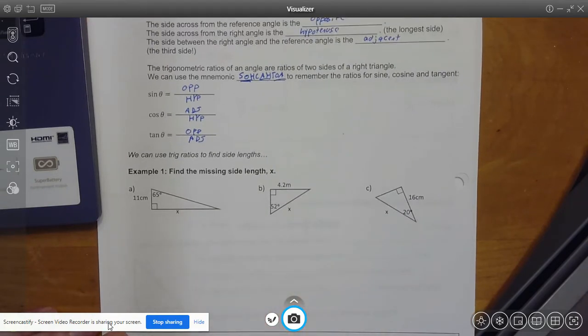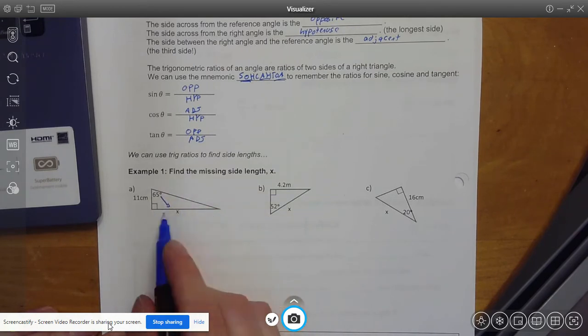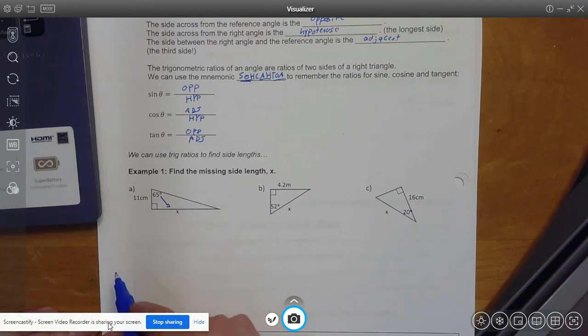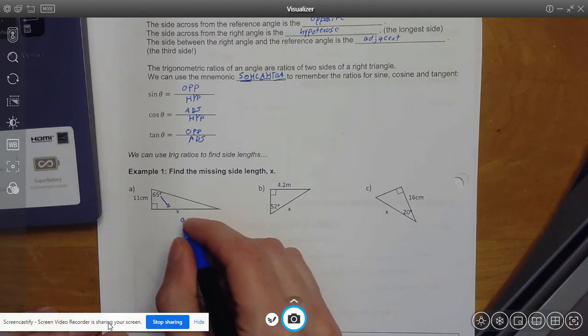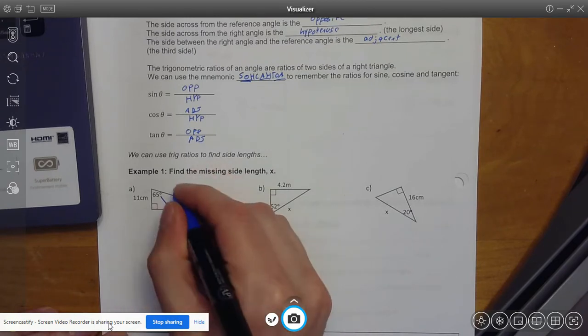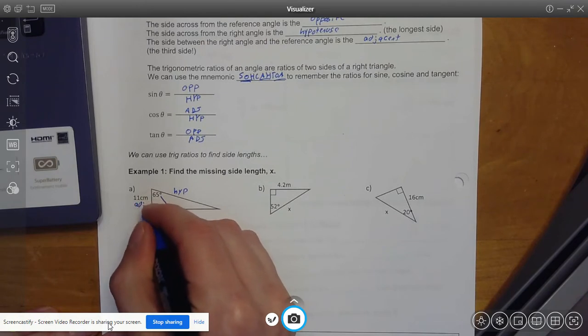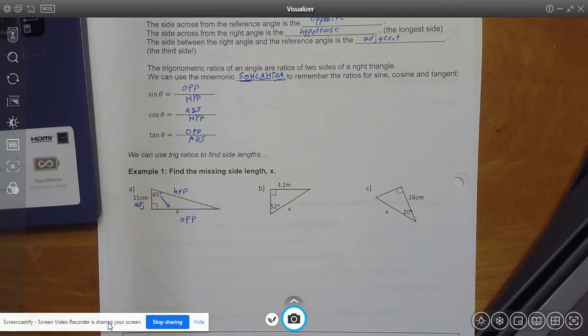In our first step, always, it's going to be to label the three sides from the perspective of the reference angle. So in this example, I want to find this missing side length x. I'm given this angle of 65. Let's label all three sides from the perspective of 65. So there's opposite. Hypotenuse is my longest side across from the right angle. And then 11 centimeters is my adjacent side.